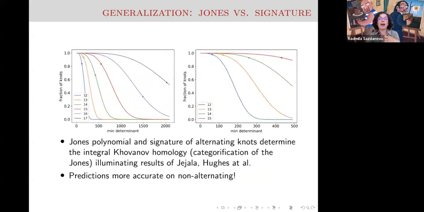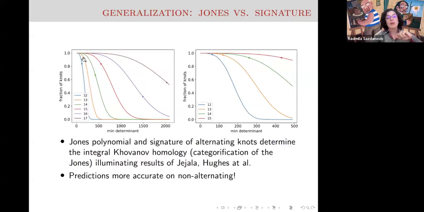And then an interesting fact: when you look at the ways in which Jones can predict the signature, these little stars show the fraction of the knots that can be predicted as the determinant increases. And this one says, I forget what the cutoff is.